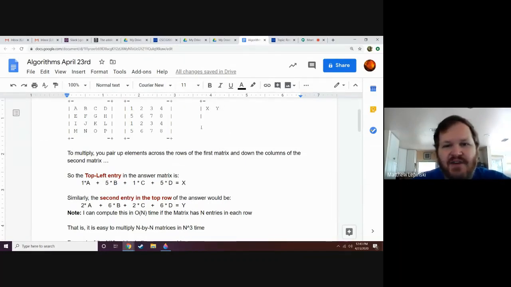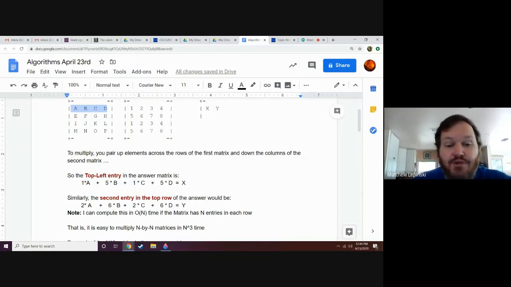I'm going to have 16 entries in my answer matrix, and for each of those entries, I need to use this type of formula. There are four rows here and four columns here. I pair up every row with every possible column to get the 16 entries in the answer. What I want you to believe, first and most important, is that this is a 4x4 matrix, so there are 16 entries, which is n squared. If you have n rows and n columns, there are n squared entries that you need to compute.